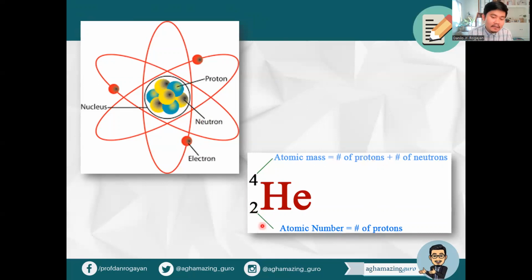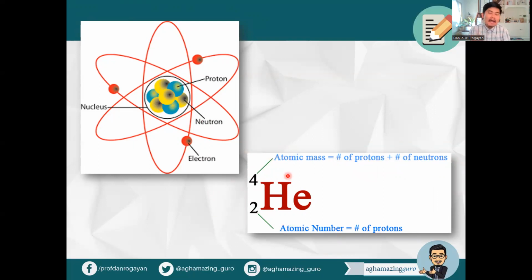Okay, so for example here, our atomic number is 2. How many electrons? 2. How many protons? 2. How many neutrons? 4 minus 2 is 2. So our neutrons is 2. So neutrons, 2, plus protons, 2, is 4. So the atomic mass is 4. Okay, sana na-gets nyo yun.